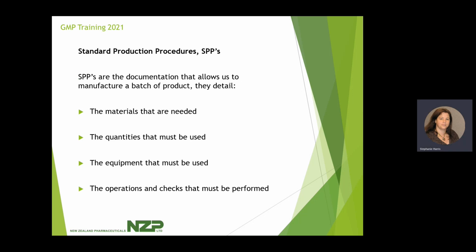Standard Production Procedures, SPPs, are the documentation that allows us to manufacture a batch of product. They detail the materials that are needed, the quantities that must be used, the equipment that must be used, the operations and checks that must be performed to manufacture the product.